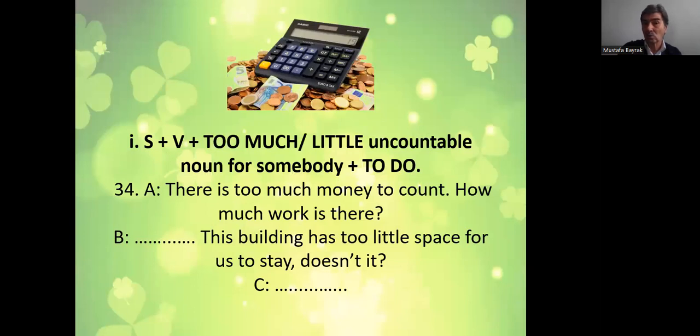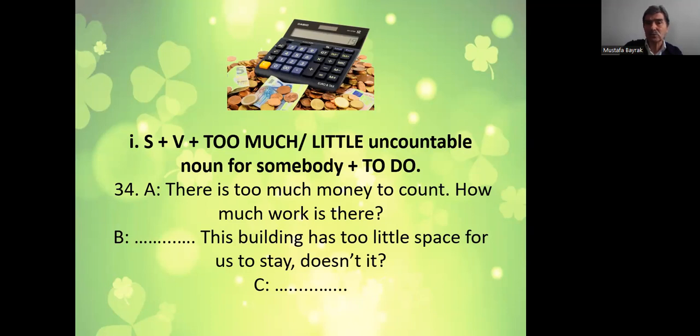Okay, Roman number 1. To again. To after the verb, of course, this is really important. After the verb, to. Too much or too little, uncountable noun for somebody to do. Again, too much, too little to do. Okay. But too much, too little noun to do. Okay. There is too much money to count. It means that nobody can count it. There is too much money to count. How much money is there? So there is too little money. There is too little money to buy that computer.